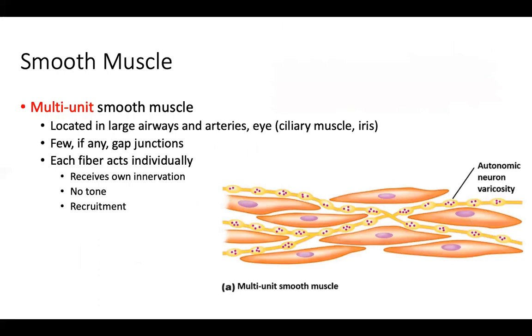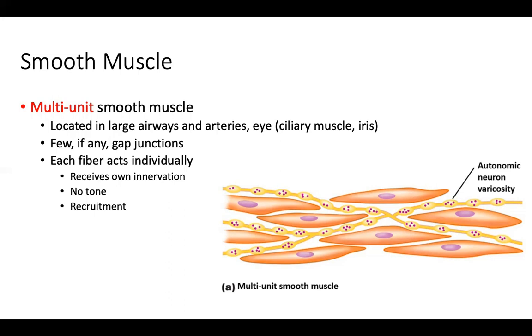All right, moving on to multi-unit smooth muscle. So multi-unit smooth muscle is typically located in the large airways, whereas single unit is going to be the smaller airways, also in the arteries, so larger arteries, also in the eyes, so ciliary muscles, the iris muscles are usually multi-unit smooth muscle. These have fewer gap junctions, so there are one or two, but they're not a lot, right?